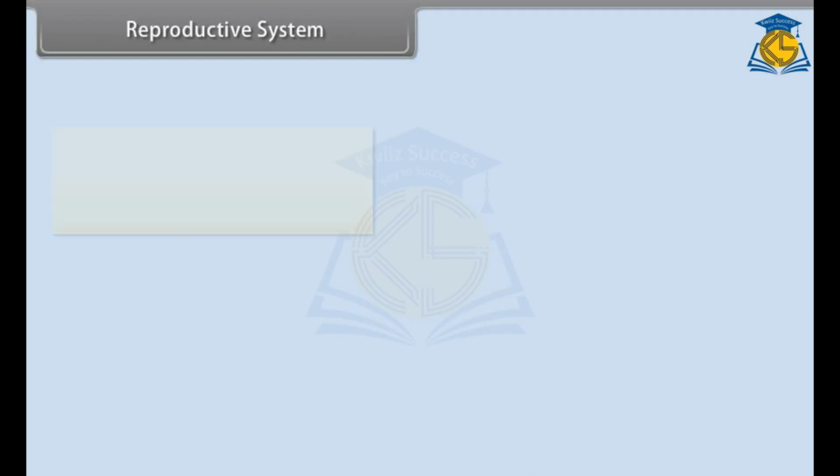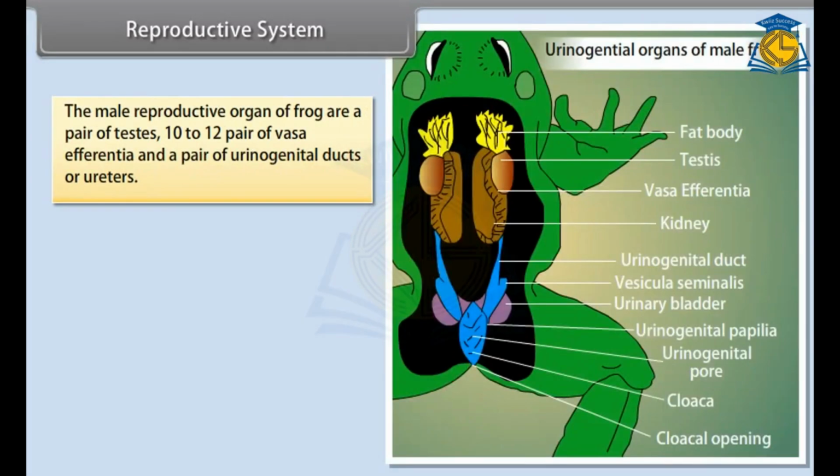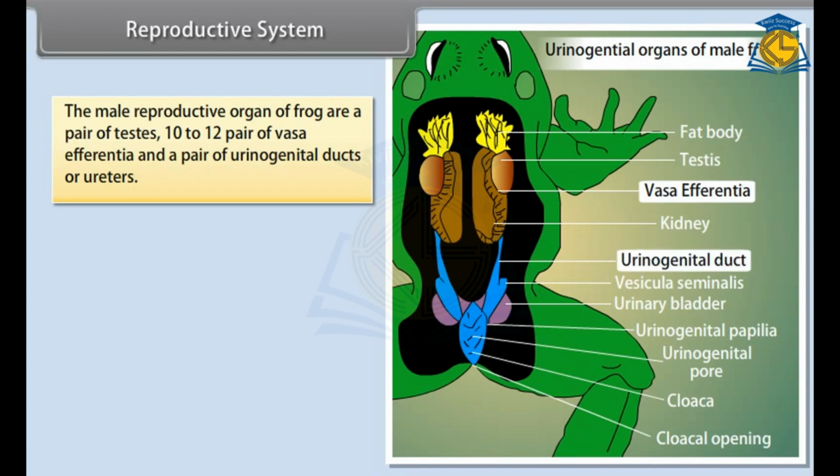Reproductive system. The male reproductive organs of frog are a pair of testes, 10 to 12 pairs of vasa efferentia, and a pair of urinogenital ducts or ureters.